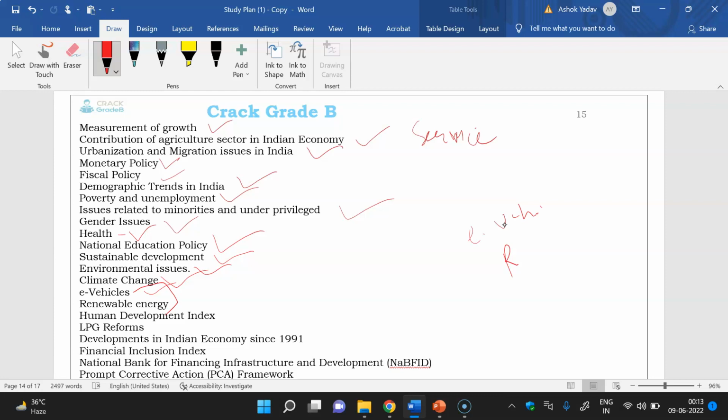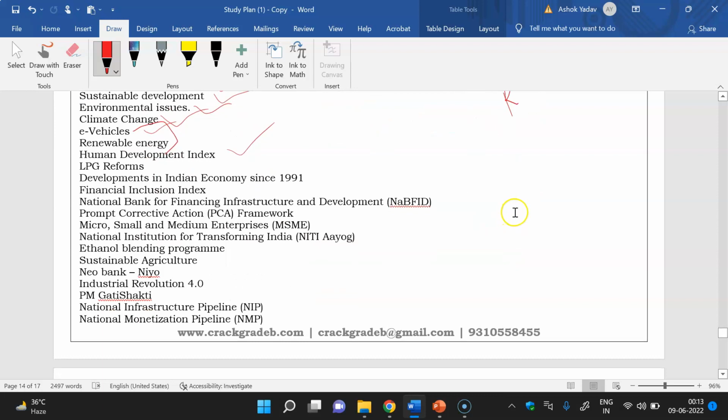And sustainable development related questions they can ask in descriptive. Human development index, LPG reforms, developments in the Indian economy since 1991, financial inclusion index, NaBFID, National Bank for Financing Infrastructure Development, it is in the news, so they can ask. MSMEs' role in Indian economic growth. They can ask the prompt corrective action framework in finance. Niti Aayog is very important for ESI. Ethanol blending program is very important in the news.